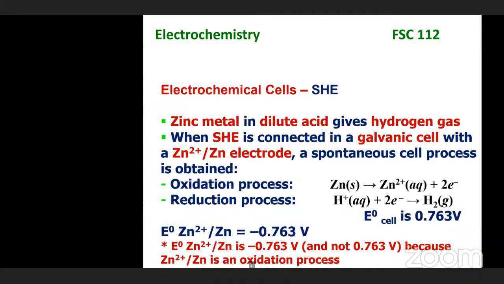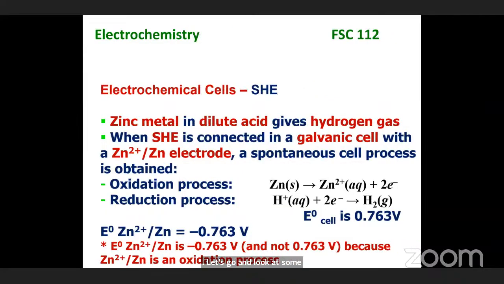and look at some examples. Now look at this. Zinc metal in dilute acid gives hydrogen gas. We already know that.